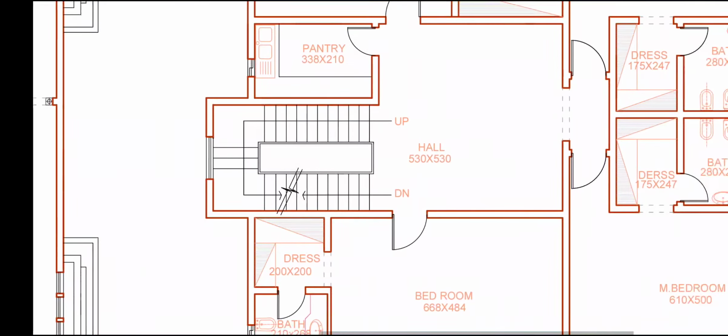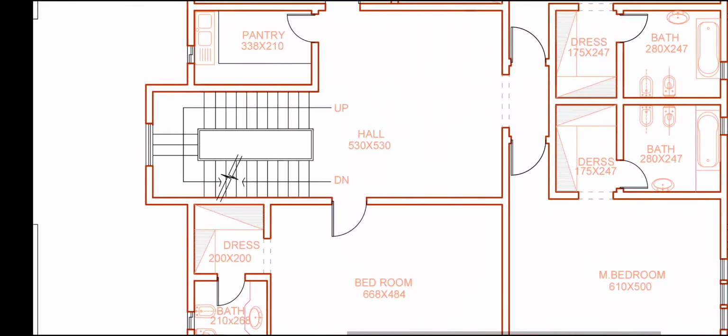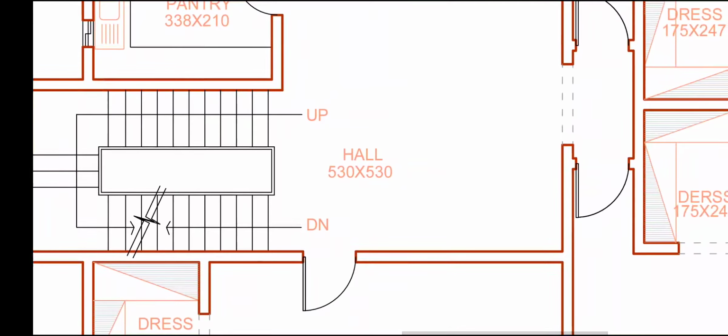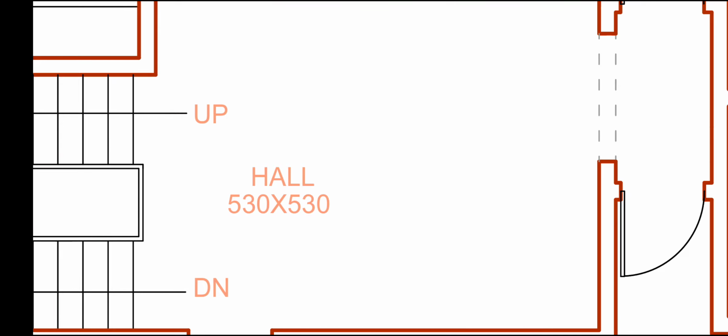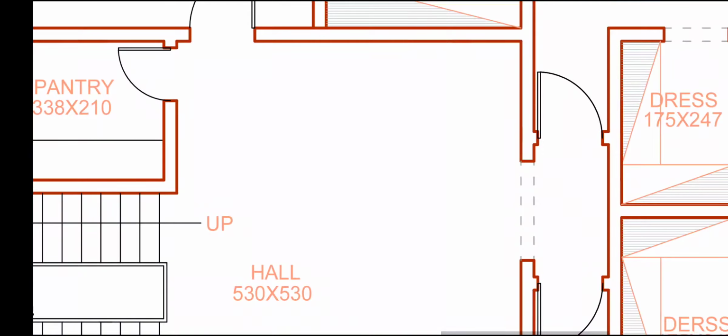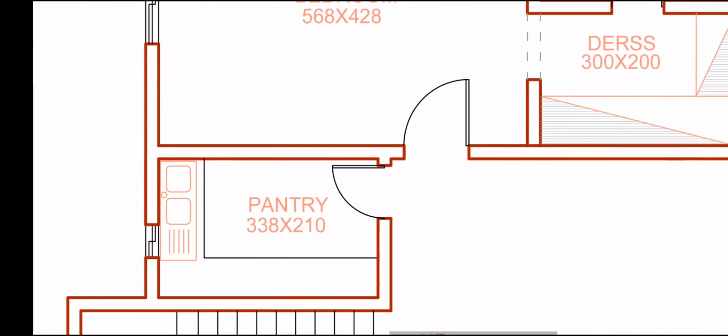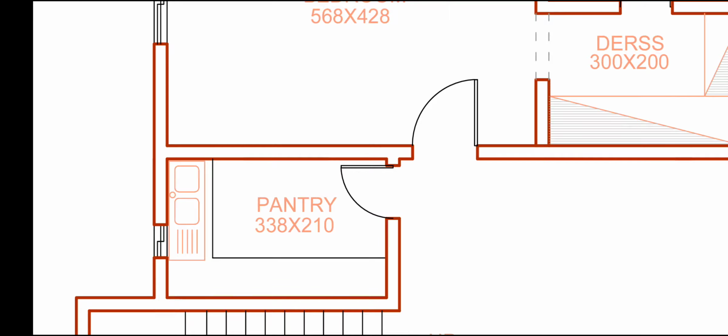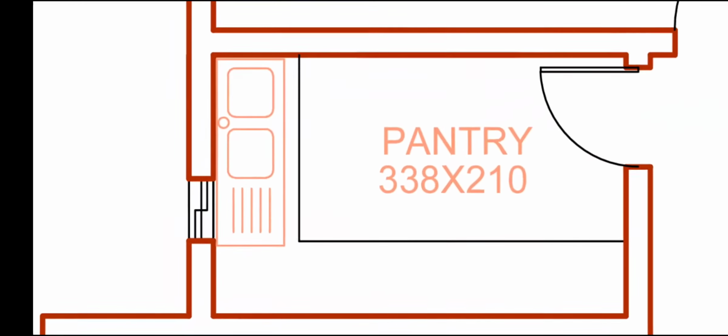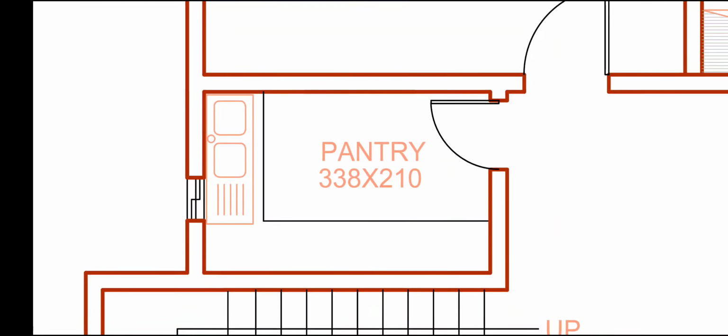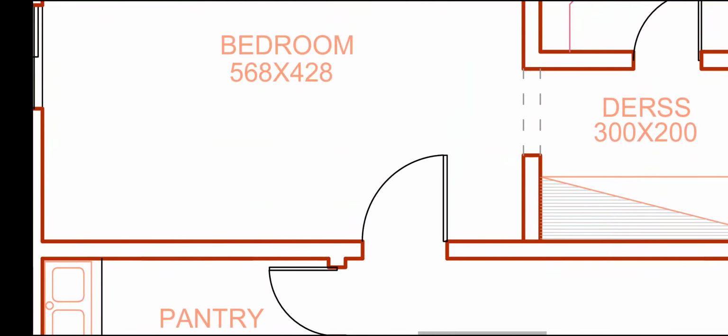This is our first floor plan. First floor plan, we are reaching stair here, this hall 530 by 530. This is small pantry for coffee, tea time 3838 by 210. Side, small window for exhaust.